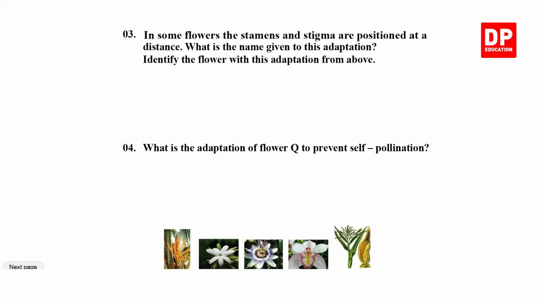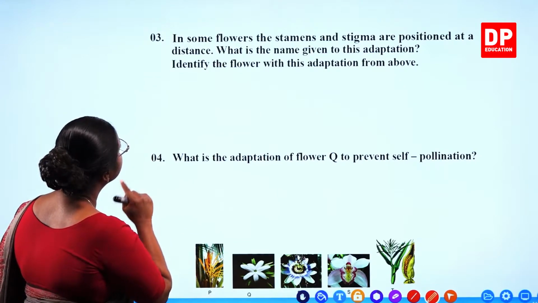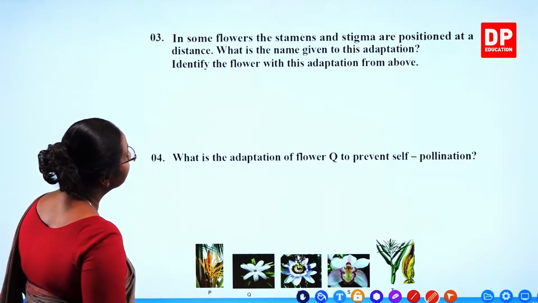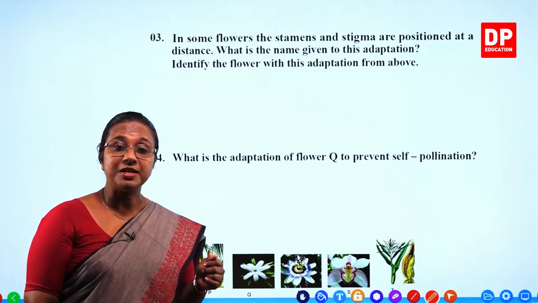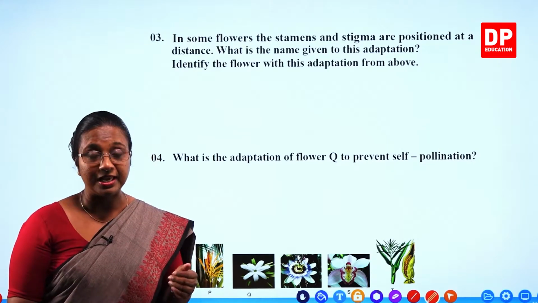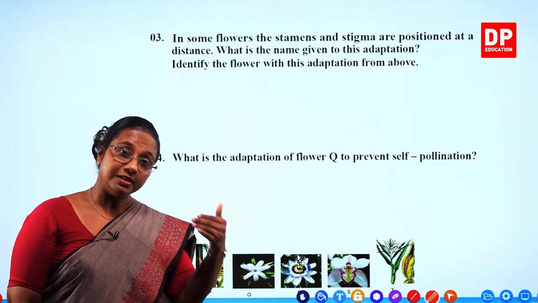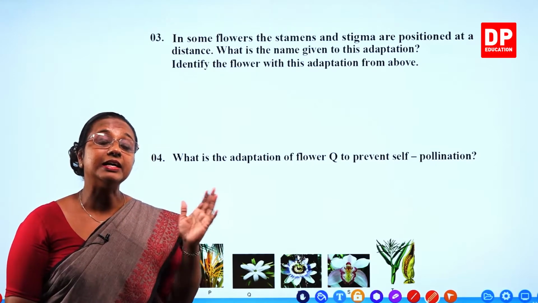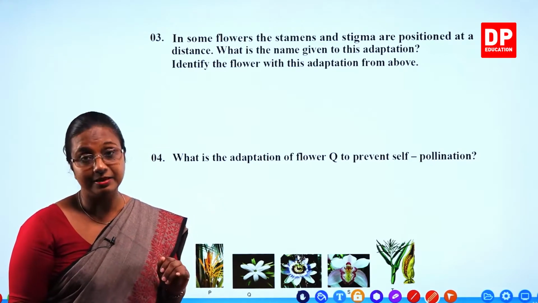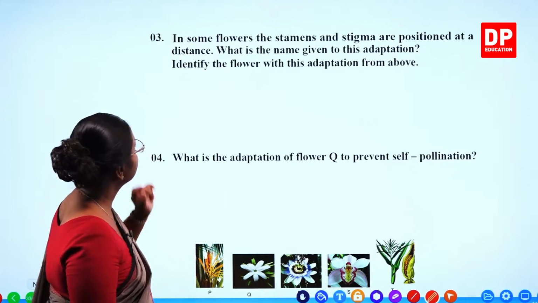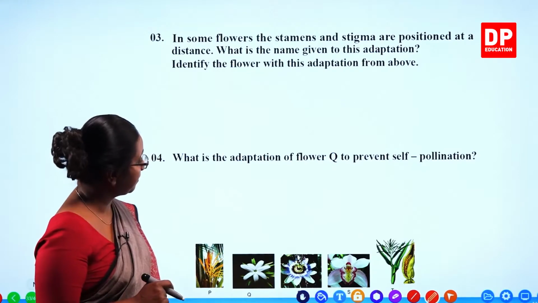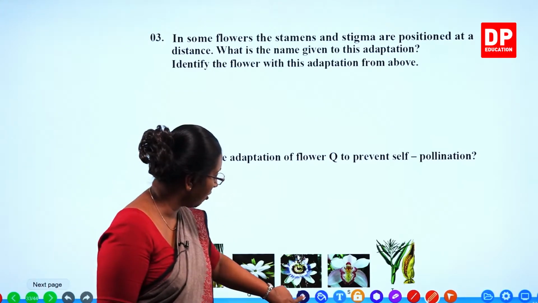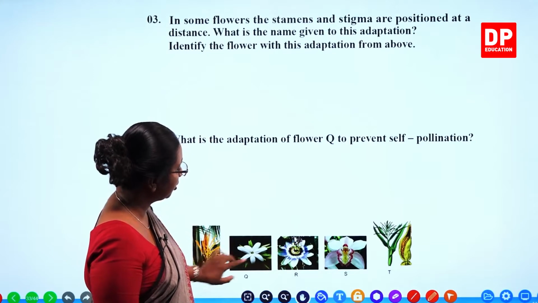So, in some flowers, the stamens and stigma are positioned at a distance. What is the name given to this adaptation? It's called hercogamy. In hercogamy, there is a distance between the stamen and the stigma. So, that is the first answer. Identify the flower with this adaptation from the above. Here, of course, the pictures are shown to you below.